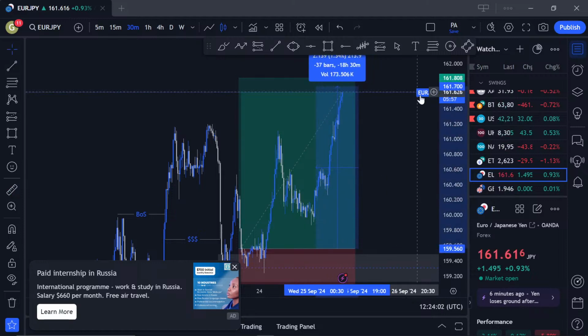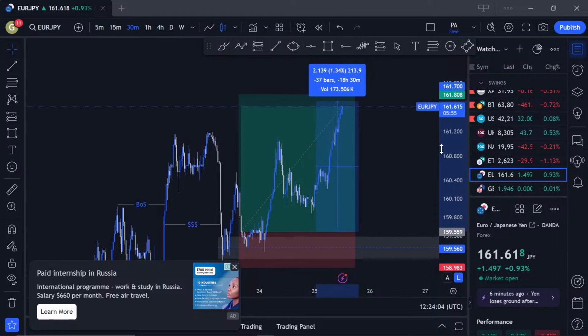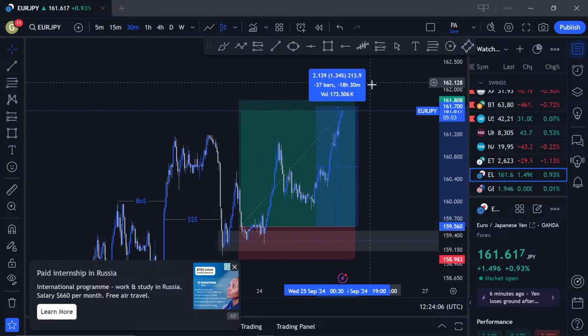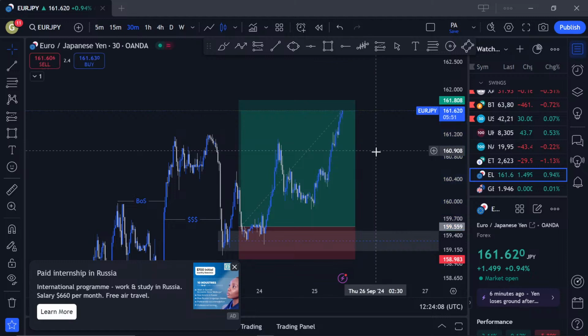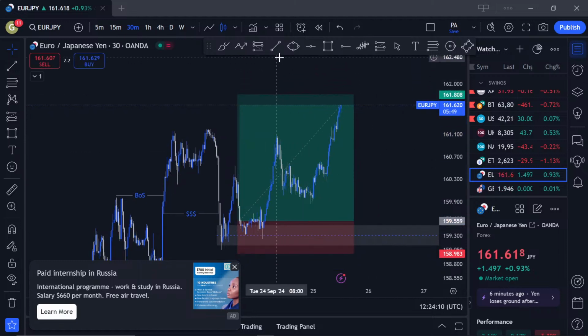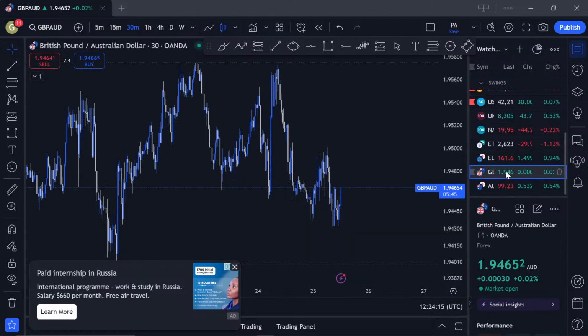That was about 213 pips, 214 pips, and then yeah, that's pretty much about it in this market. Let me move on to a different market.